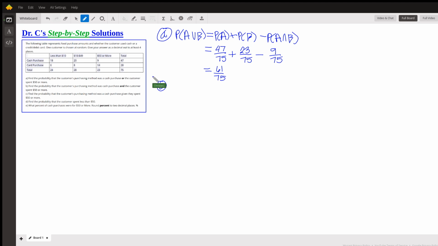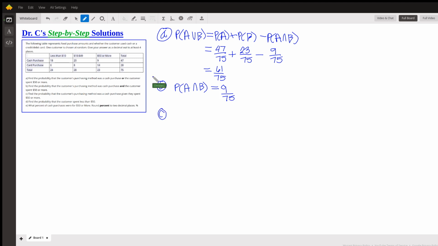B, it says find the probability that the customer's purchasing method was cash purchase and the customer spent $50 or more. So we're just looking for the overlap. So cash purchase and $50 or more, that's essentially the probability of A and B, 9 out of 75. Whenever you have a chart like this, you just look for the overlap.